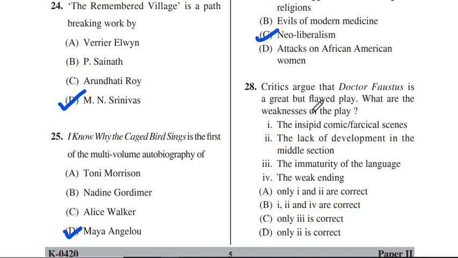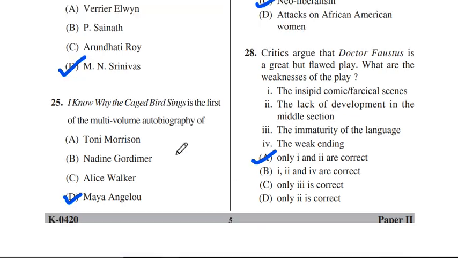Next, 28th one. Critics argue that Dr. Faustus is a great but flawed play. What are the weaknesses of the play? And for this, the correct answer is A. That means only 1 and 2: the insipid comic or farcical scenes, and the lack of development in the middle section.